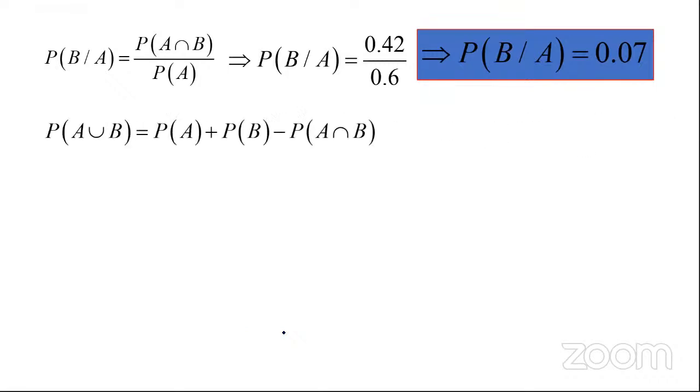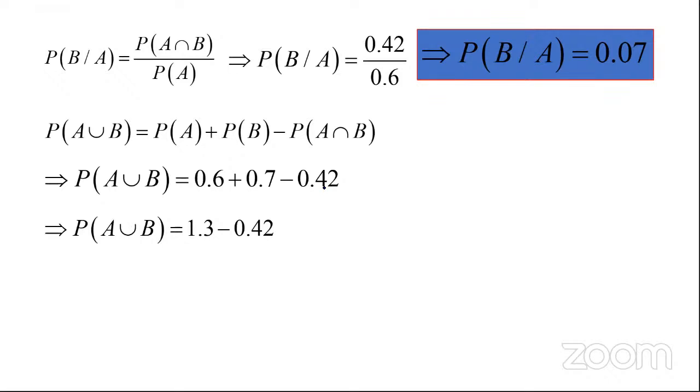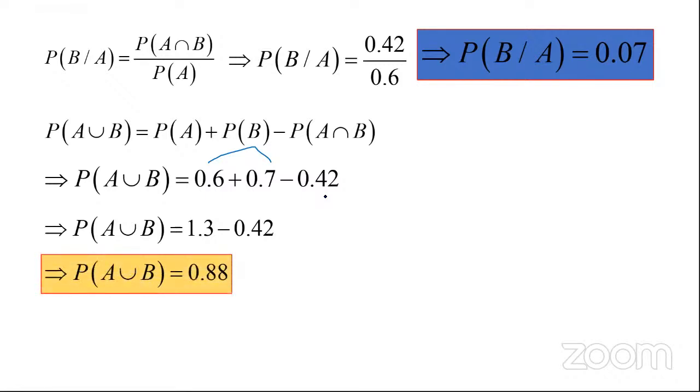Then we have to find P of A union B. P of A union B is nothing but P of A plus P of B minus P of A intersection B. This is the addition probability theorem. So P of A union B equals 0.6, that is P of A, plus the P of B value 0.7, minus 0.42. So this is 1.3. Minus 0.42, then you can write 0.88. P of A union B equals 0.88.